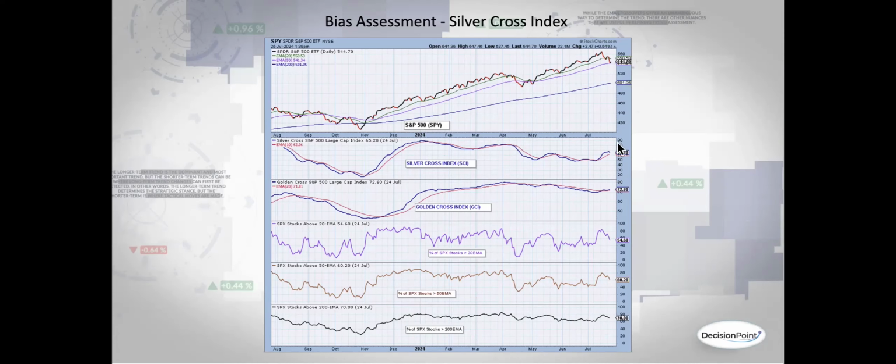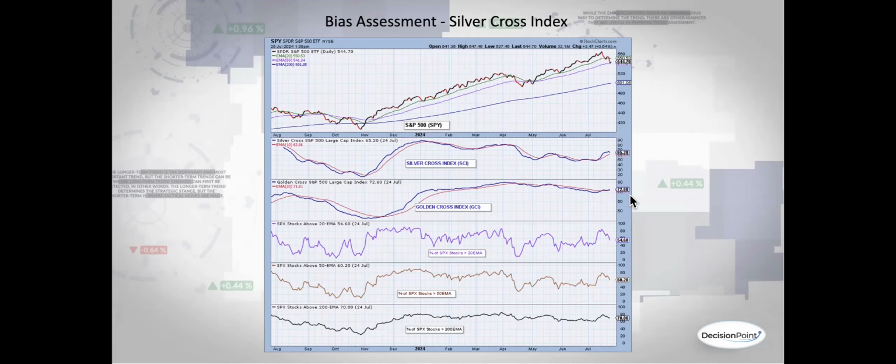One of the things that happened is the Silver Cross Index did top yesterday. So we know that there are some issues going on within the index. And then also notice that the percentage is only at 65%. That's a healthy enough percentage, but that tells us that less than 2/3 of the index are on silver crosses. And that means that we only have a bullish bias on about 2/3 of the index. That's a good amount, but there's still that third that aren't participating.